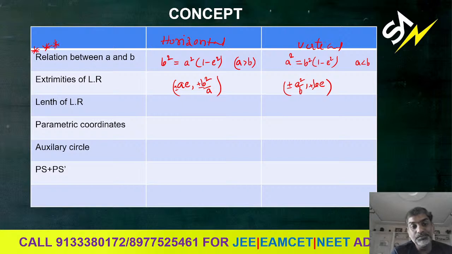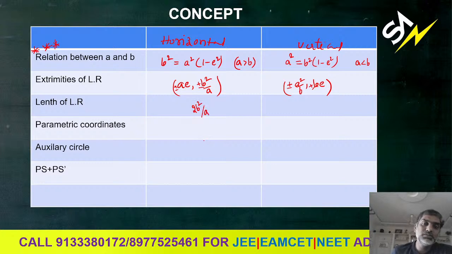Next one is the length of the latus rectum. How do you get the length of the latus rectum? Just calculate the distance between the extremities of the latus rectum. For example, in case of horizontal ellipse, the length is b square over a plus b square over a. This is 2b square over a.